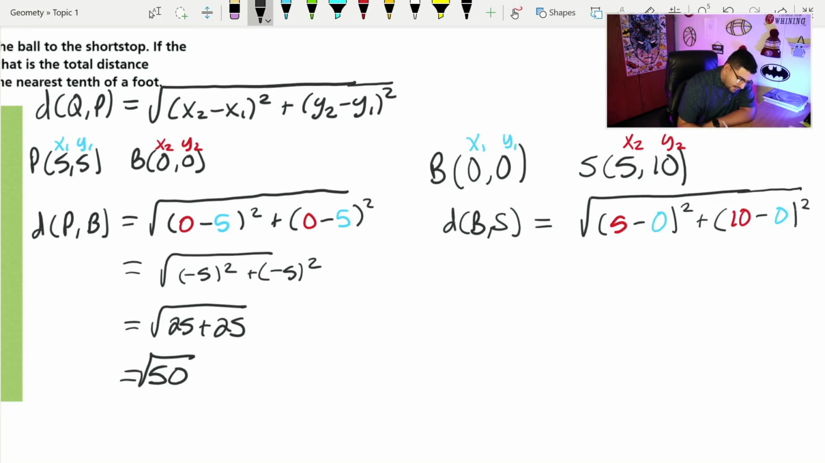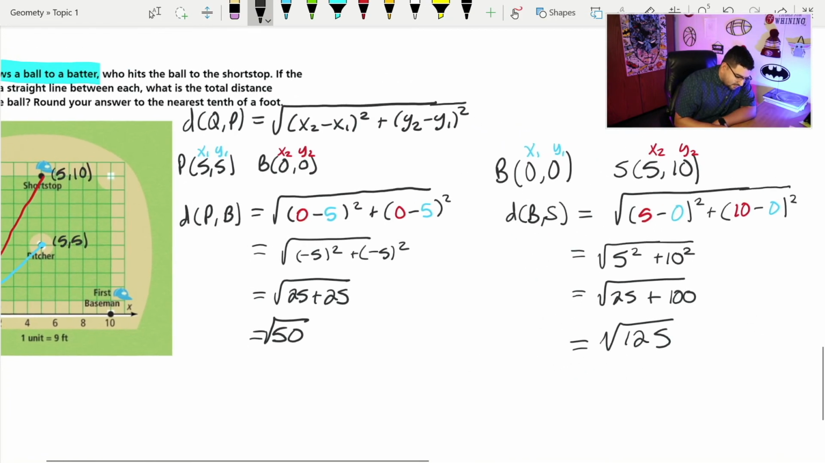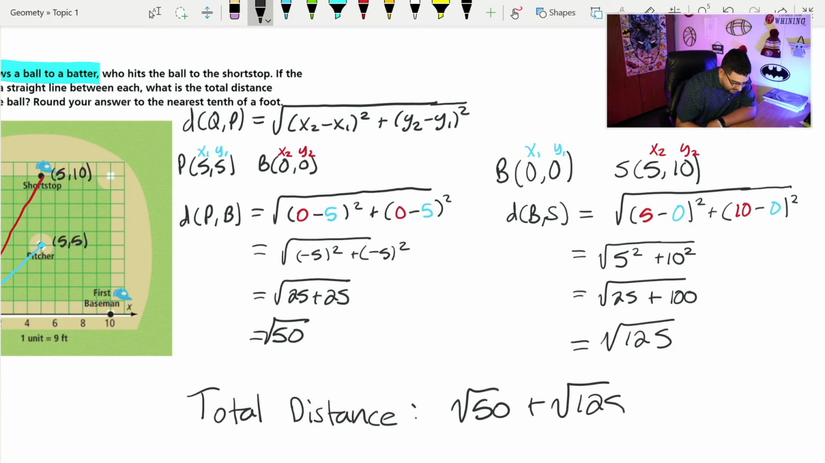So, doing a little bit of math, adding, subtracting, 5 minus 0 is 5 squared, plus 10 minus 0 squared, which is 10 squared. This would get us the square root of 25 plus 100, which gives me the square root of 125. So now, if I want to find the total distance that this ball traveled, I would add up those two distances that I just discovered. So the square root of 50 plus the square root of 125. If I calculate those correctly and round to the nearest tenth, you should get 18.3 feet.